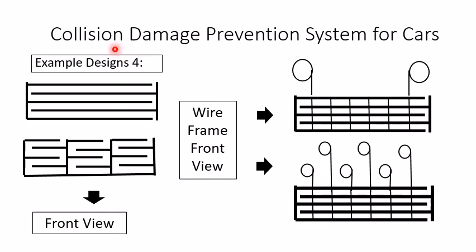Collision damage prevention system for cars. Example design 4. This is a front view of the car, and this is another front view of the car, and this is a wireframe design of the front view with two different types of wiring connecting the rods.